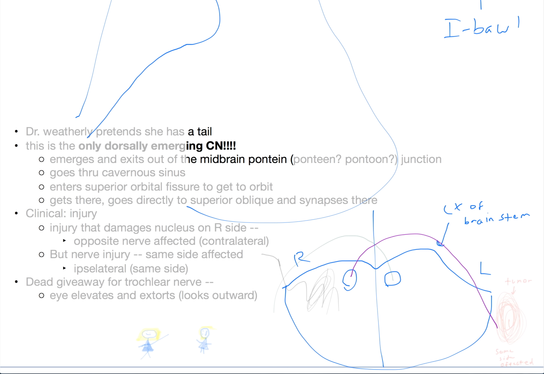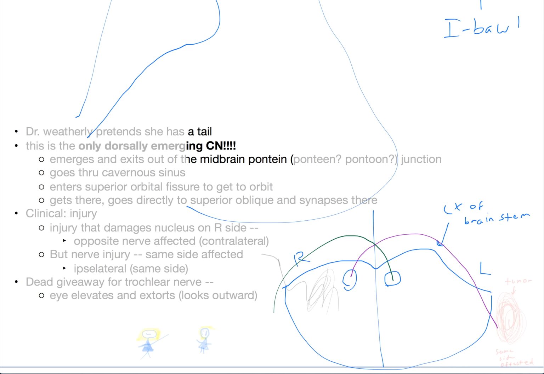Okay, does that make sense? I'm going to say it again. The nucleus inside the brainstem, on one side, sends its nerve to the opposite side. Every other cranial nerve, the nucleus on its side controls the nerve on its side. Okay?